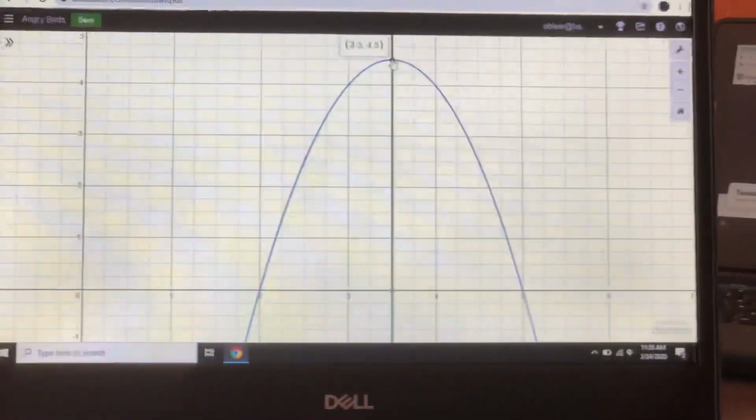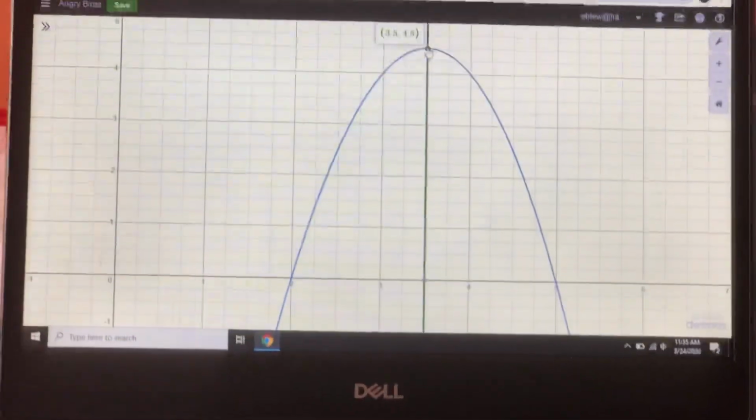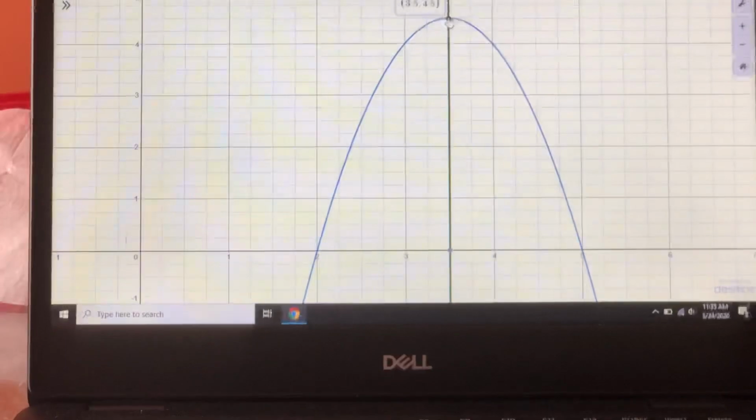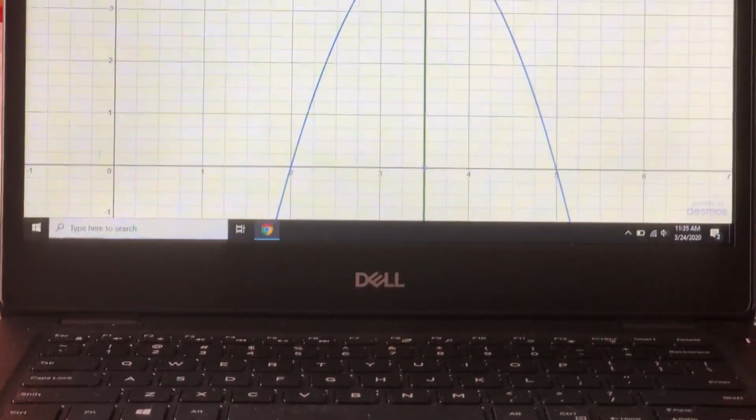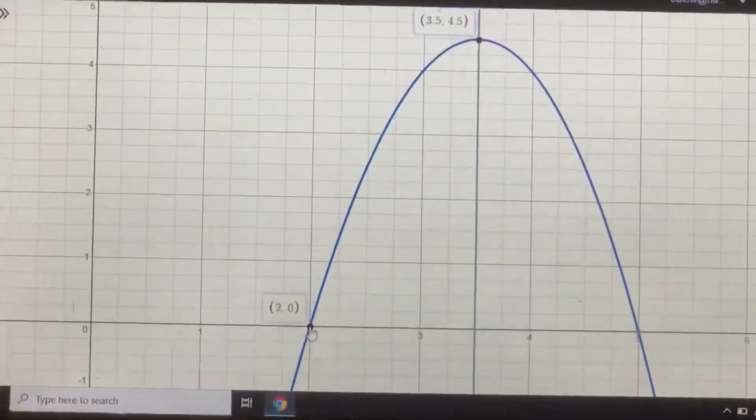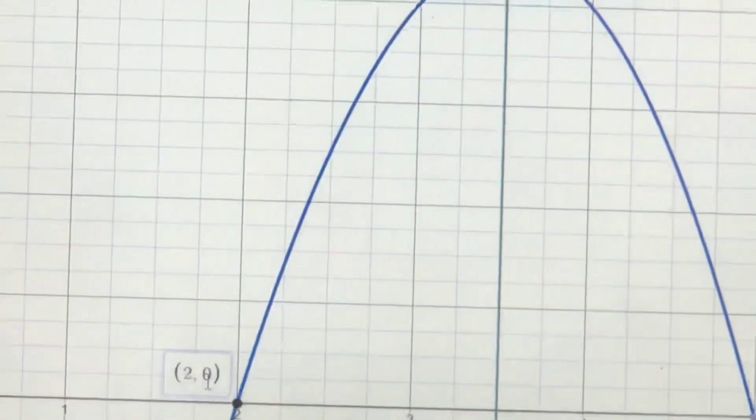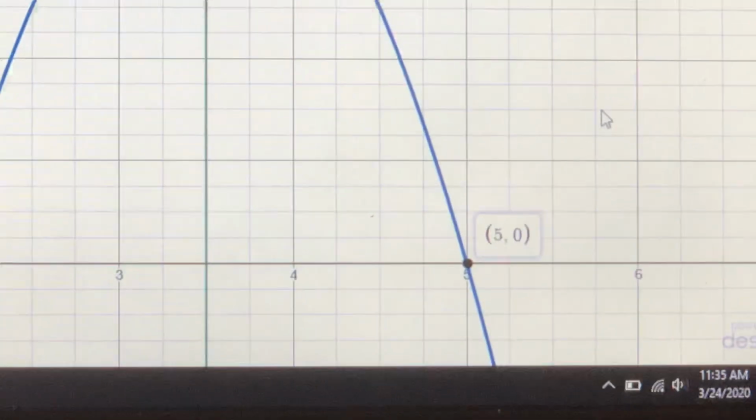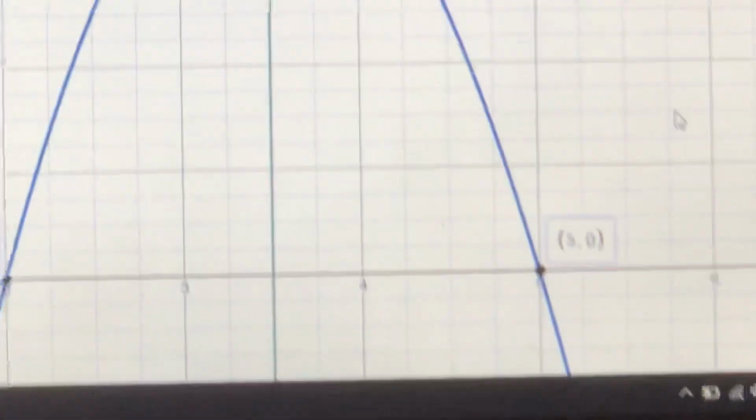So now for step 2, number 3, we need to find the distance traveled by the bird over its flight. This is talking about the horizontal distance that the bird has traveled. So when the bird launches from the ground, they're at the coordinates (2, 0). And when they land, this particular bird lands at the coordinate (5, 0).